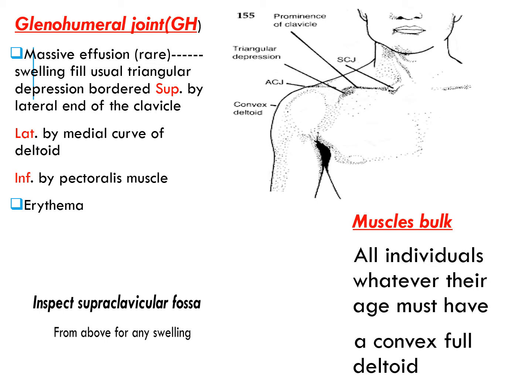Also, don't forget to inspect the supraclavicular space for any swelling or tenderness. The muscular bulk here, especially the deltoid muscle, should be bulky, and the comparison between both shoulders is very important to see the difference between the bulk of muscles on both sides.